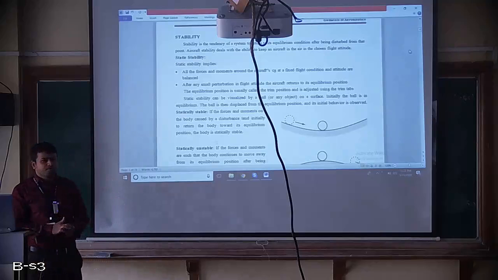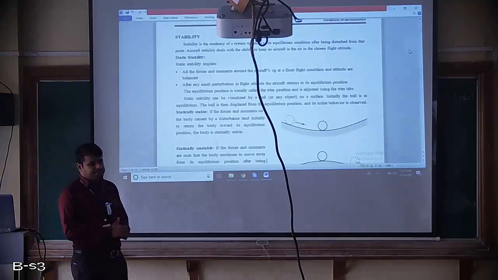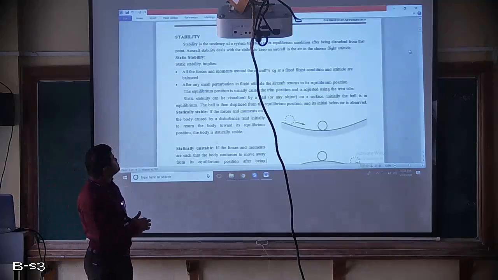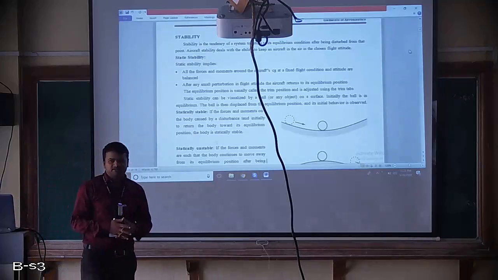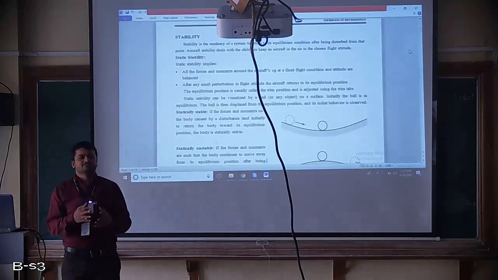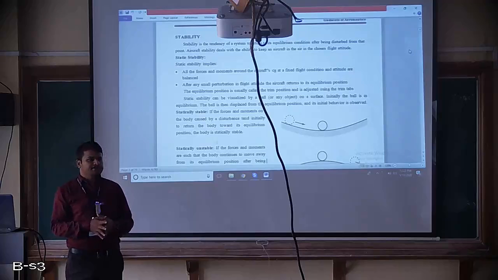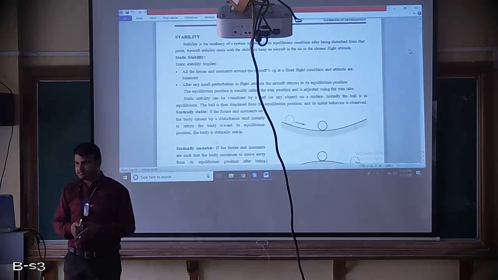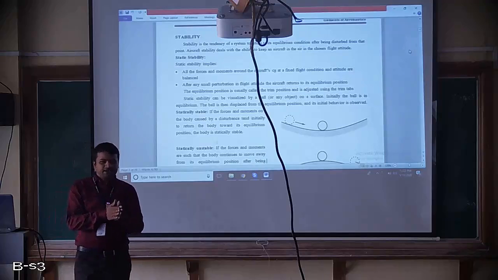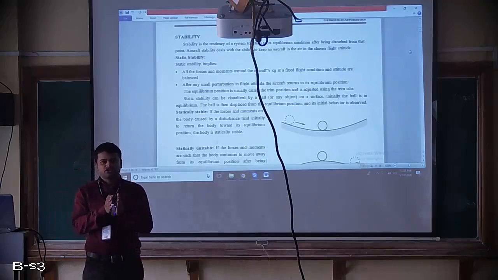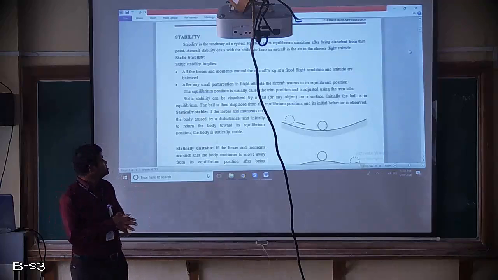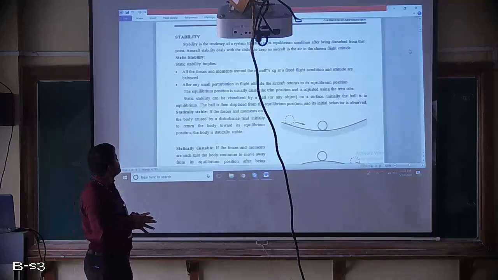So now we have seen the definition of the stability. So there are different stabilities. Among them, one is called as static stability, and another one is called as dynamic stability. So static stability and dynamic stability are two different types of stability. So first one is static stability.